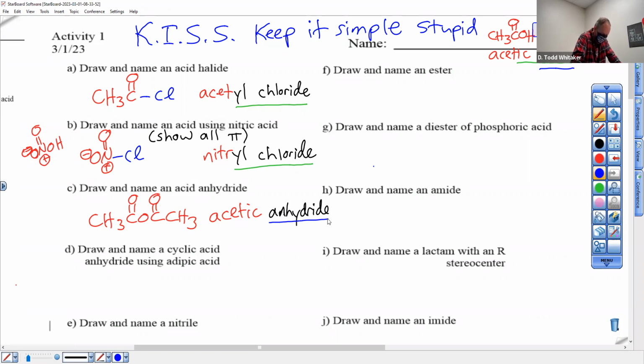Cyclic acid anhydride using adipic acid. Oh my. Why did I say oh my? Adipic? Oh my, such good apple pie. Apple is adipic. So how many fingers are in the air for oxalic acid, which is the O in oh my, such good apple pie? 2. So I got to get to adipic by saying oh my, such good apple pie. Right?